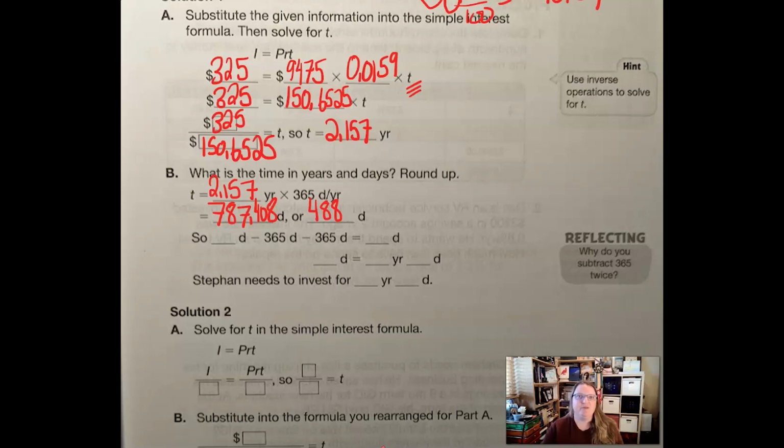Really important to remember throughout this whole chapter: if they ask you about time, how many days, how many years, whatever, well, it'll be days. How many days did you invest for? You have to round up, because if you round down, you've lost that part of a day that was really important in earning part of that interest. So always round up when you are working out interest problems involving questions just like this.